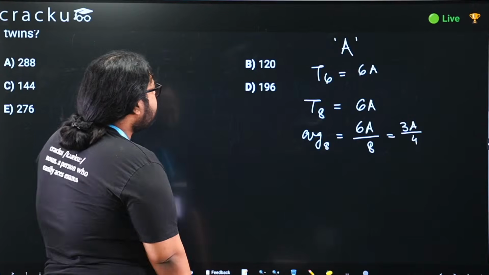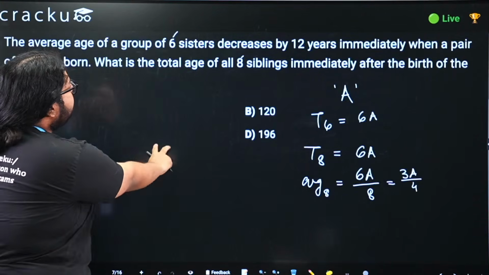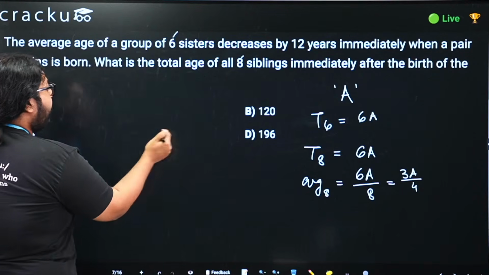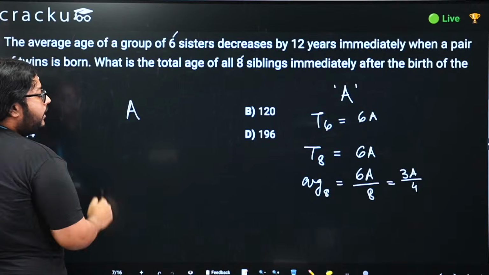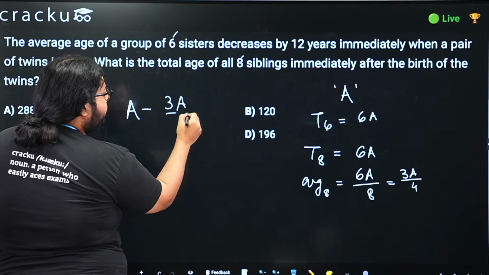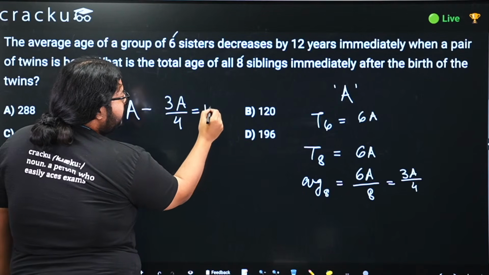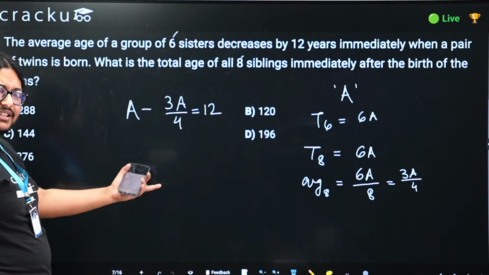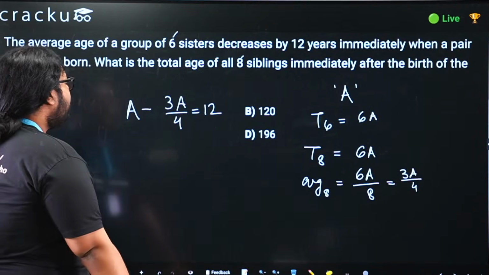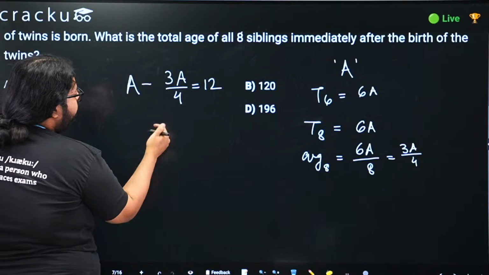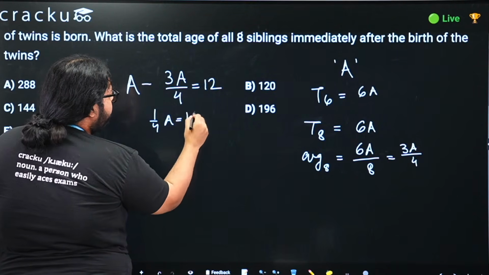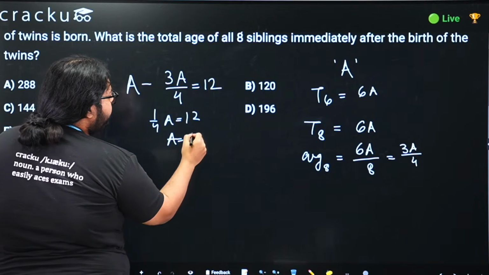What does this question say? The average age decreases by 12 years. So the earlier age was A, from that the new is 3A by 4, and the decrease is 12 years. That is the thing we need to arrive at. After that the question is done. So A minus 3/4 of A, which is 1/4 of A, should be equal to 12. So A is basically 12 fours are 48.